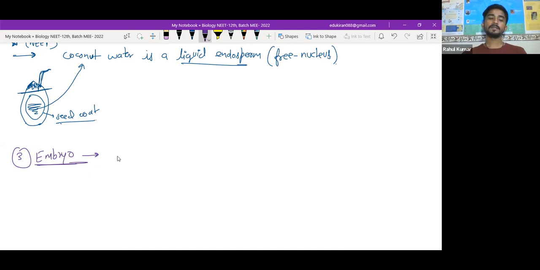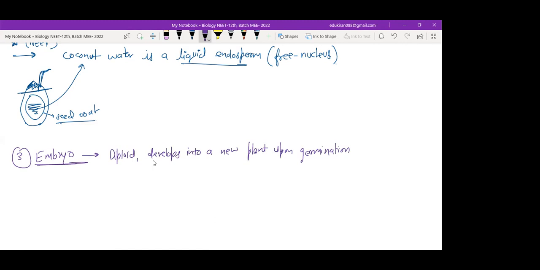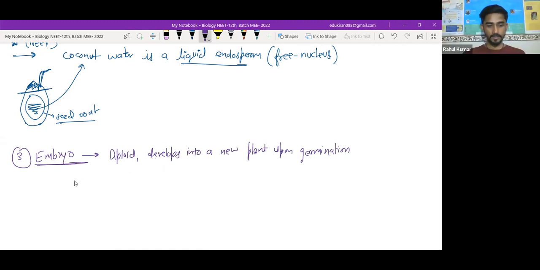Write down. No one is speaking, so let me speak. Embryo is the most important part of the seed. It is diploid and develops into a new plant upon germination. Is it clear? Yes. And embryo, write down, has three major parts.